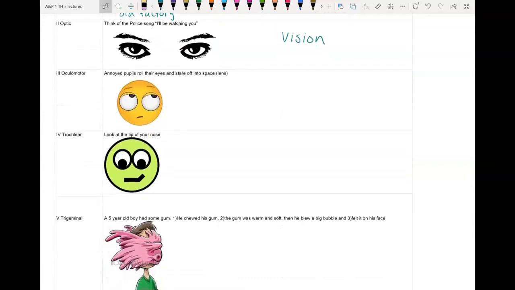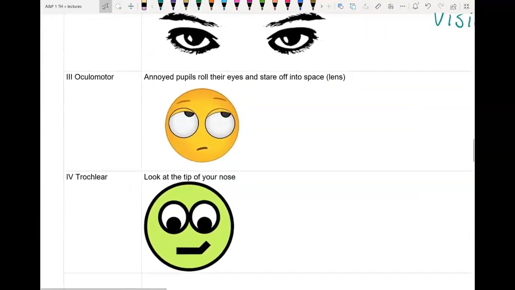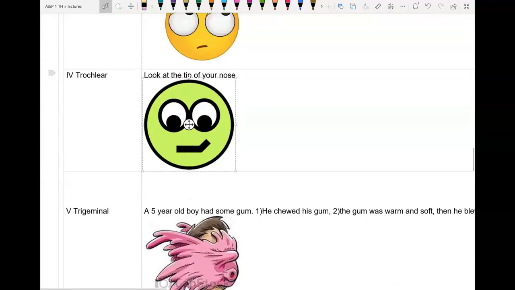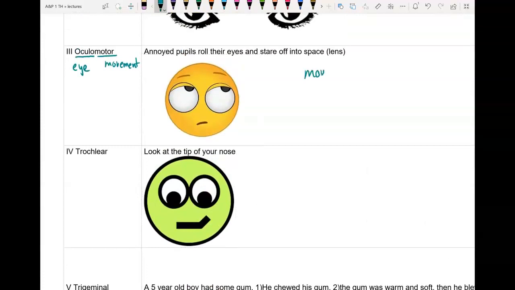Next we have oculomotor. So think of root words. If you break this down, oculo, remember when we were talking about muscles? And you have the orbicularis oculus. So this refers to eye, and then motor is going to have something to do with movement. So one of the things this nerve does is it moves your eyes. And you use extrinsic muscles to move your eyes. So extrinsic muscles are the muscles on the outside of your eyeball.